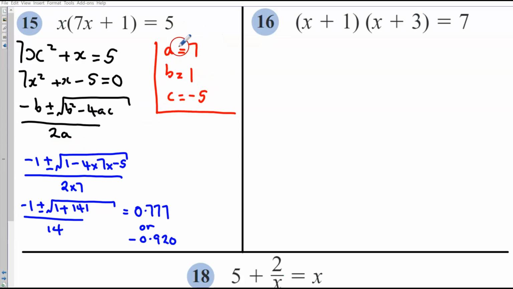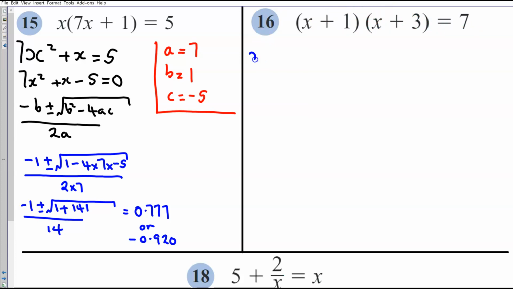Picked out my coefficients, 7, 1, minus 5, and then just popping them into the formula. Go for your calculator. So I work out the top line, press equals, and then do divide by the bottom line. So next question. Again, it's in the wrong form. It needs to equal 0, and also it's got brackets. So I'm going to expand the brackets.